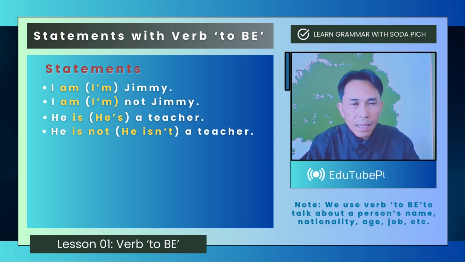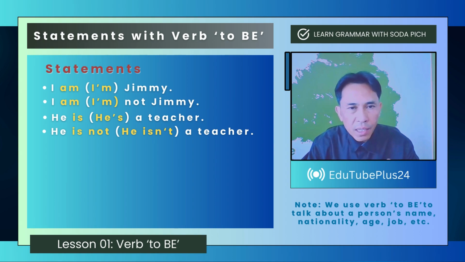Okay, so here are some examples of statements and questions. For example, I am Jimmy, or you could also say, I'm Jimmy. I am not Jimmy, or I'm not Jimmy. He is a teacher, or he's a teacher. He is not a teacher, or he isn't a teacher.